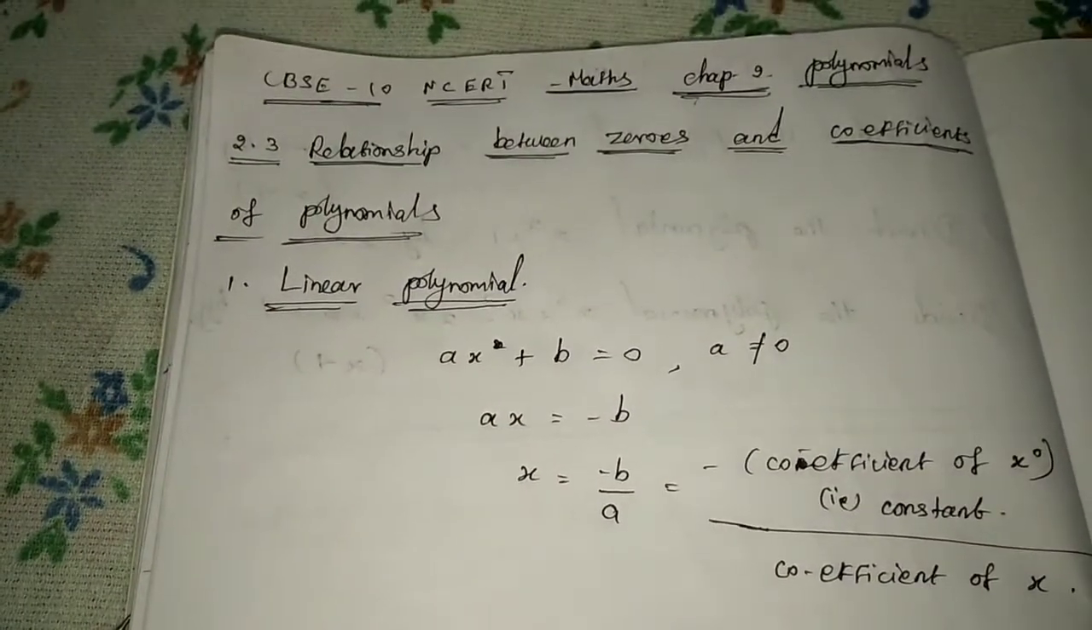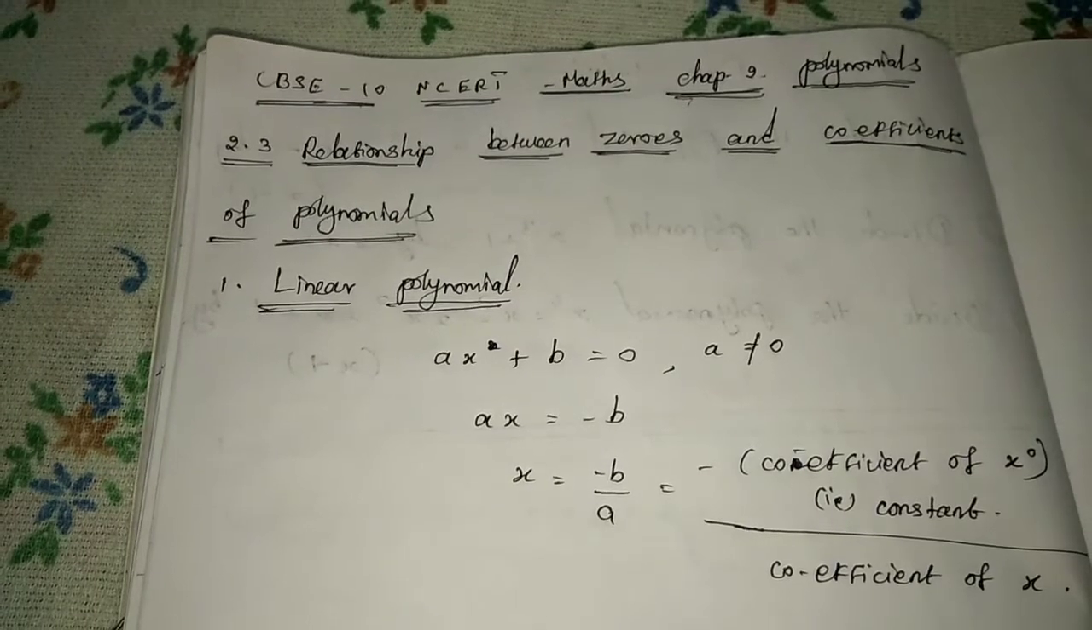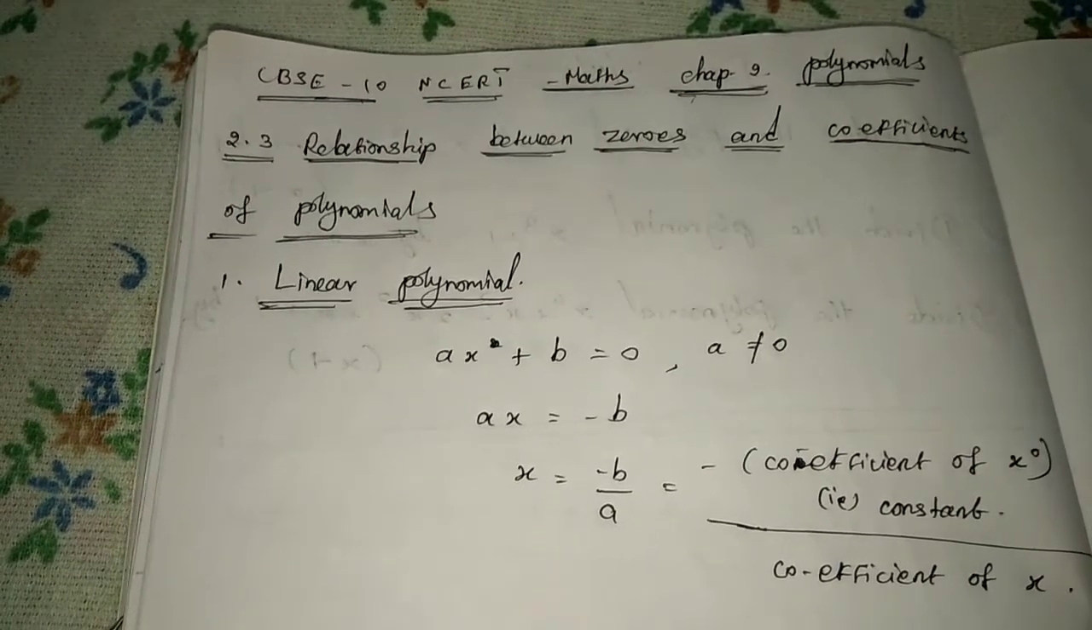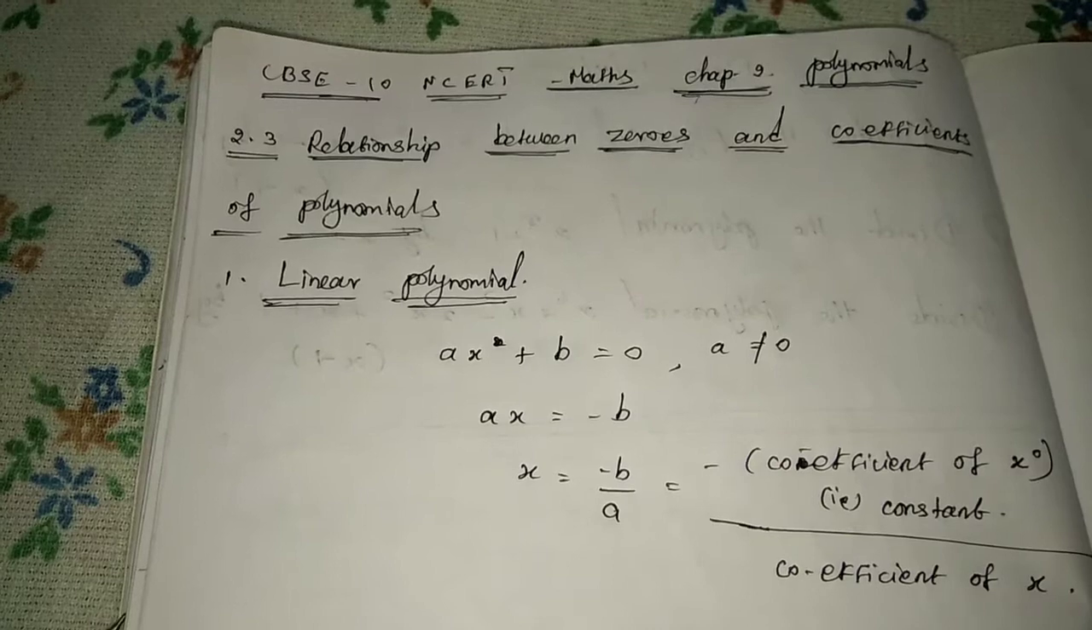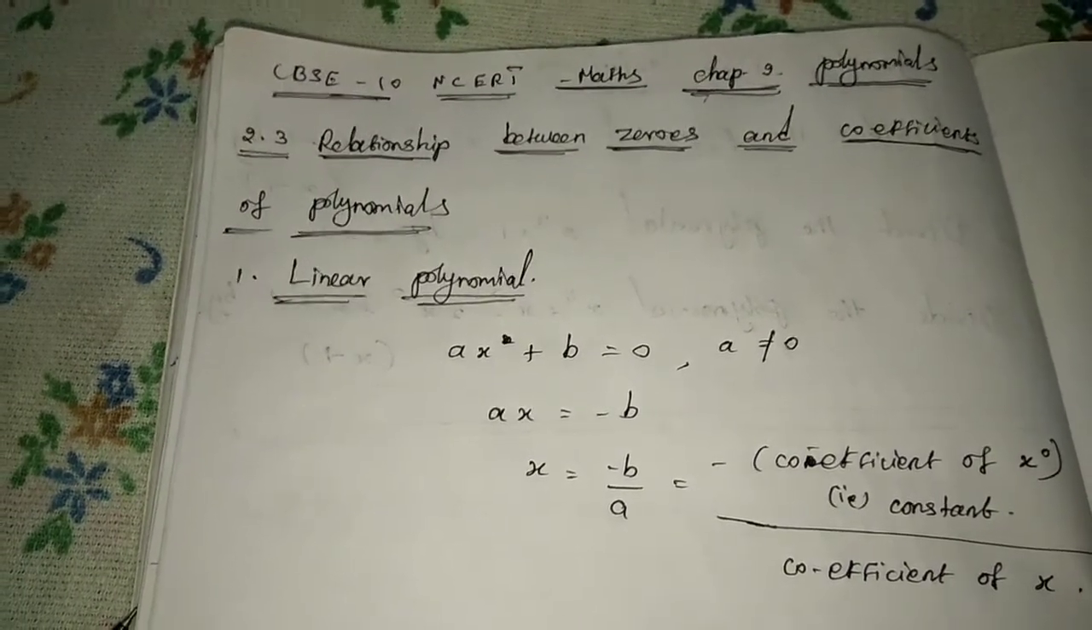In this video let me learn the topic, chapter 2 polynomials, relationship between zeros and coefficients. Now, linear polynomial. Let me consider first the linear polynomial. We know that what is the linear polynomial? The degree of the polynomial is 1, so it's called the linear polynomial.